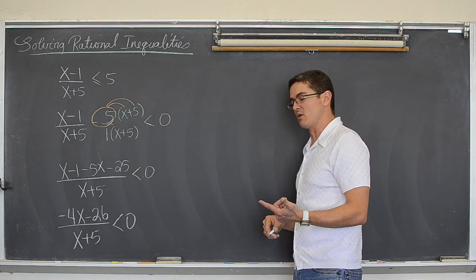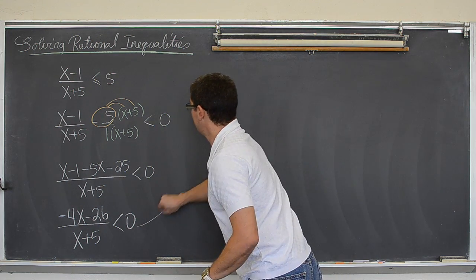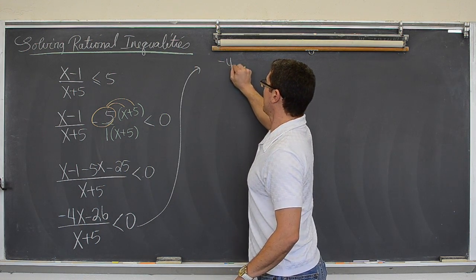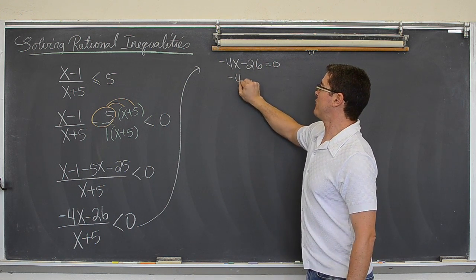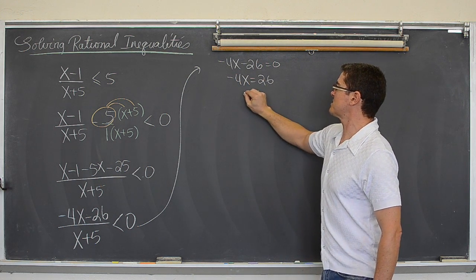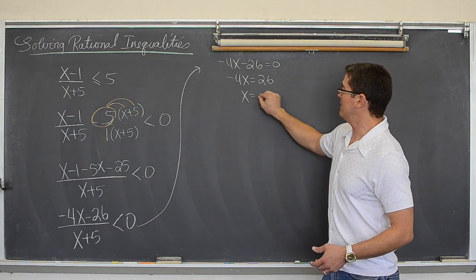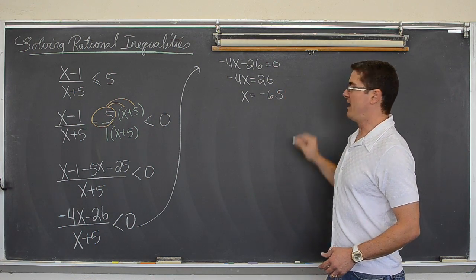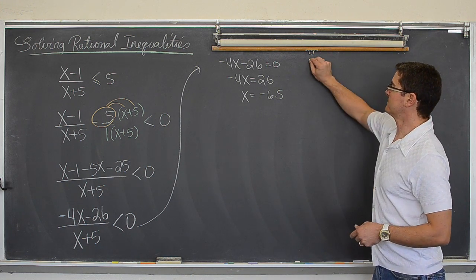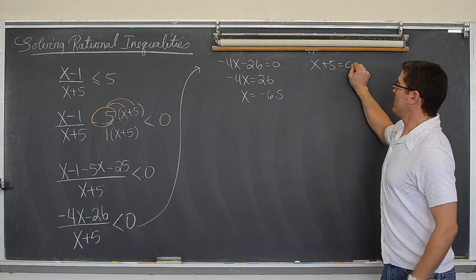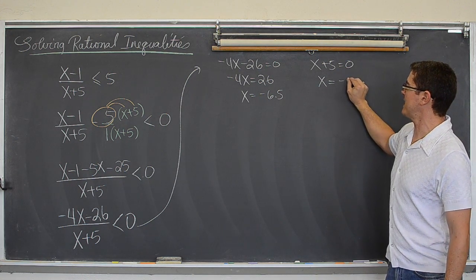So now we're kind of looking like that previous example, and we're going to set the numerator and denominator equal to 0. X-intercepts and what makes it undefined. So we have negative 4x minus 26 equals 0. That's going to be negative 4x equals 26. And when I divide by negative 4, I'm going to get x is equal to, let's see, negative 6.5. And then the denominator, x plus 5 equals 0.